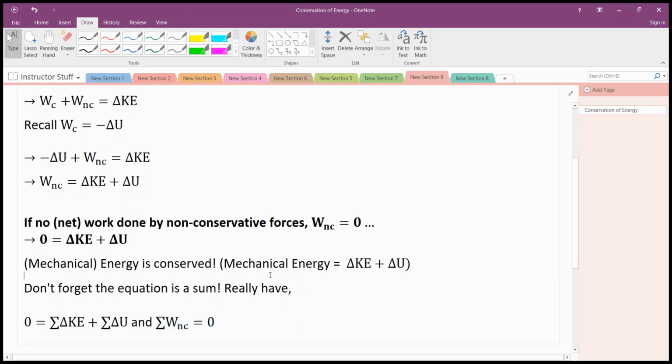Don't forget also that this equation is deceptively simple. This is standing for the sum of all the kinetic energies of all the particles in your system and the sum of all the potential energies for all the particles in your system. And likewise, up here, for the work energy theorem that we have up here, the net work done by non-conservative forces means we add up all the work done by the non-conservative forces, and we need them to equal 0 for energy to be conserved. So just remember, it's total change in kinetic energy plus total change in potential energy, and total work done by non-conservative forces needs to be 0 for mechanical energy to be conserved.